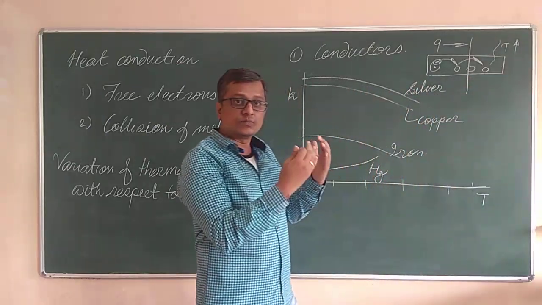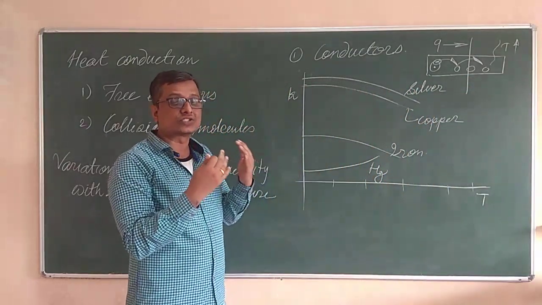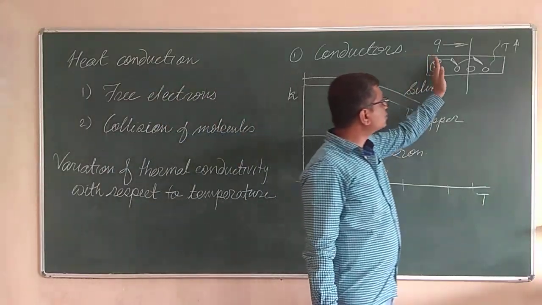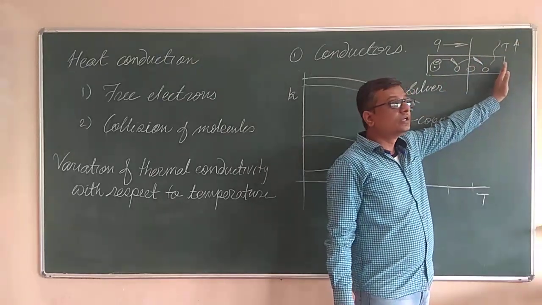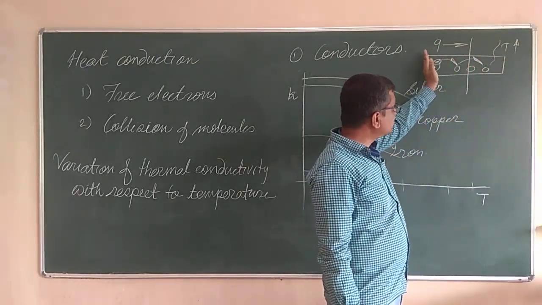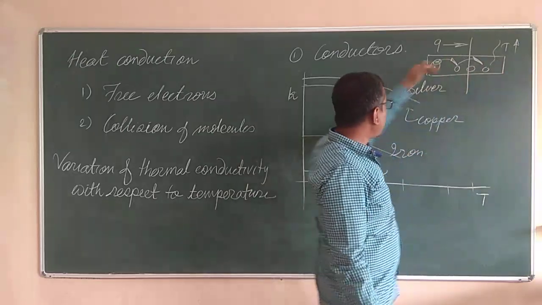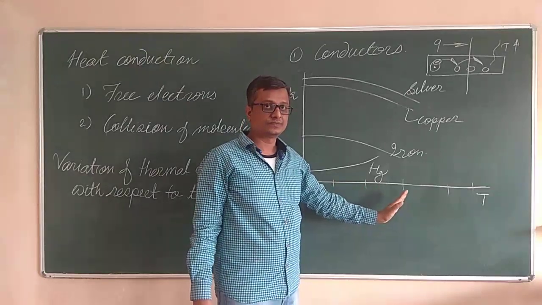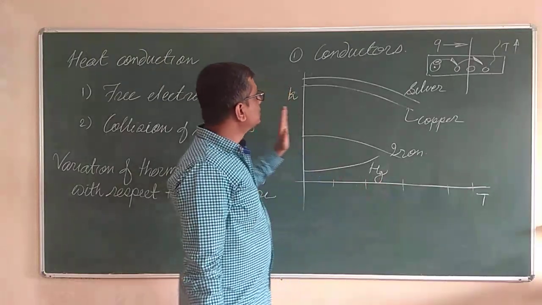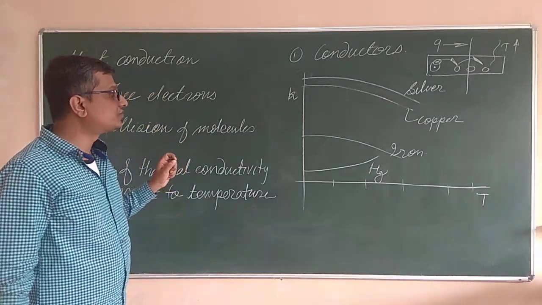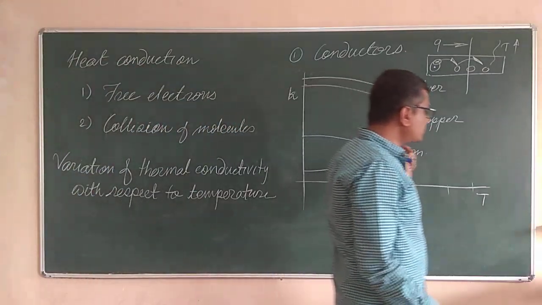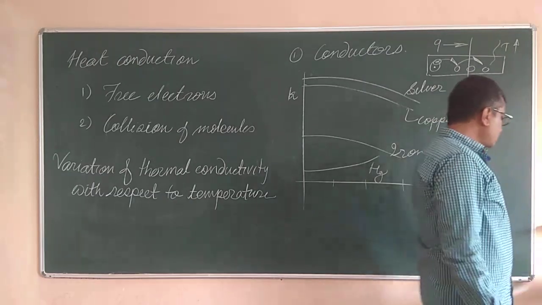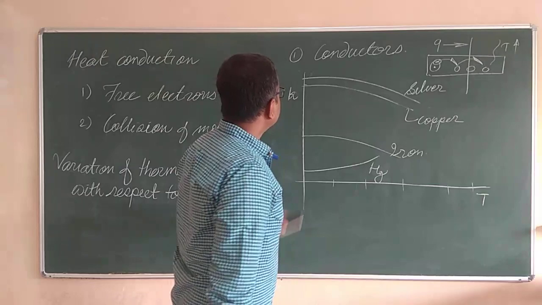As the motion of the electrons is resisted or restricted up to some extent, it will be difficult for the electrons to move that side, and that's the reason it will be difficult for the heat to flow from this end to that end. That is the reason why the thermal conductivity of conductors decreases with respect to temperature. This is all about the variation of thermal conductivity of conductors with respect to temperature, right? Next one. Now let us see the variation of thermal conductivity of insulators.